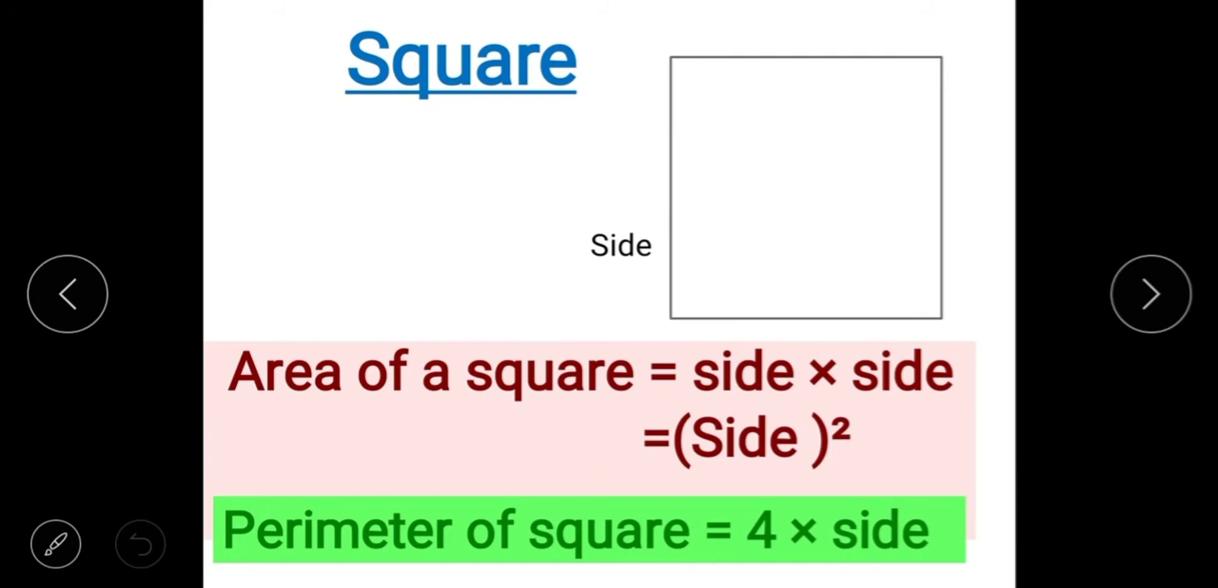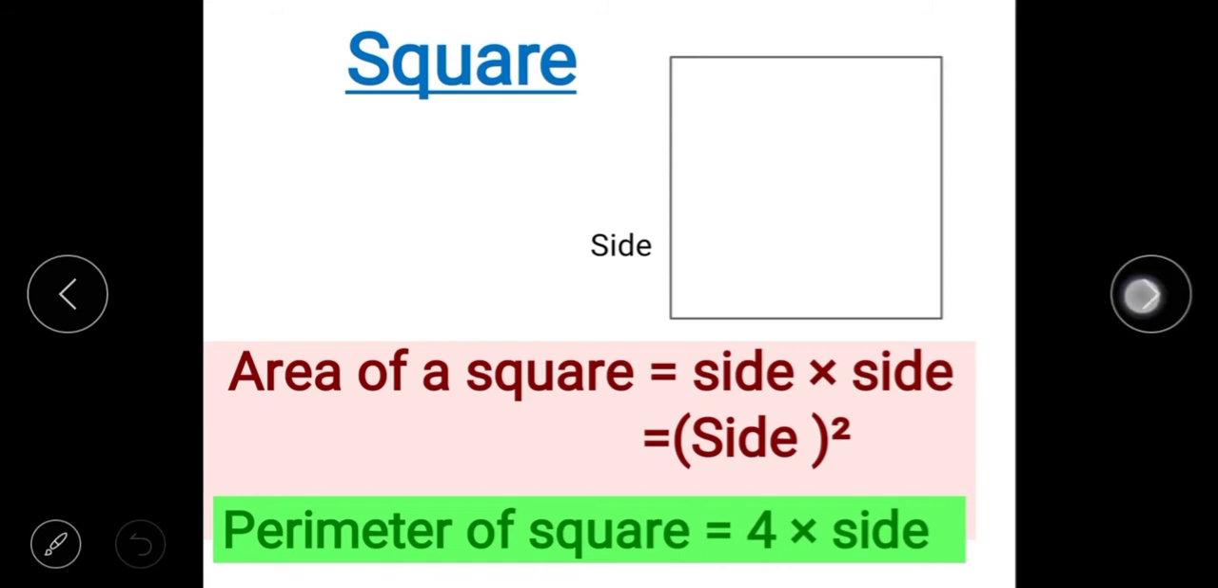Now we are talking about the area, the space inside the shape, length into breadth. Here length and breadth are equal to each other, which we can represent by side or small a or any other variable. So side into side, or you can say length into breadth, because here both are equal. So the area of a square is side square and the perimeter of a square is 4 into side, or 4 times the side.